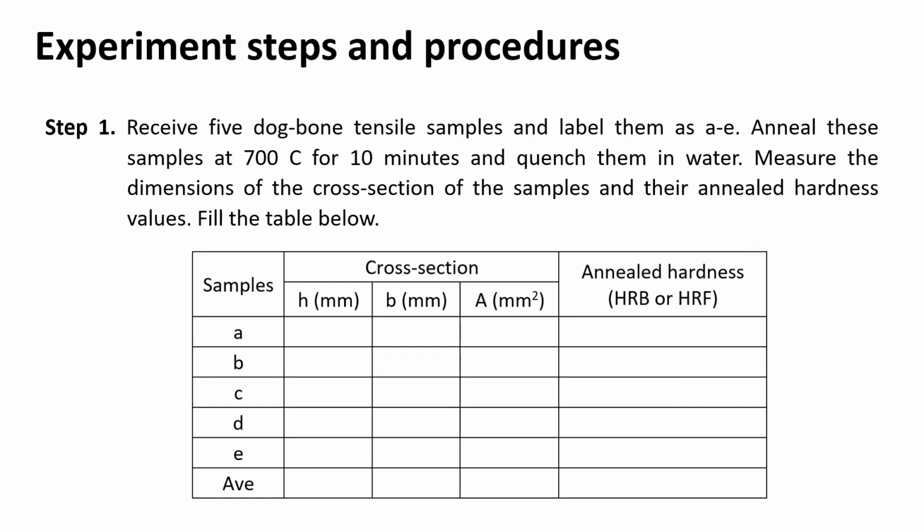Experiment steps and procedures. Step 1. Receive 5 dog bone tensile samples and label them as A to E. Anneal these samples at 700 Celsius for 10 minutes and quench them in water. Measure the dimensions of the cross-section of the samples and their hardness values. Fill the table below.